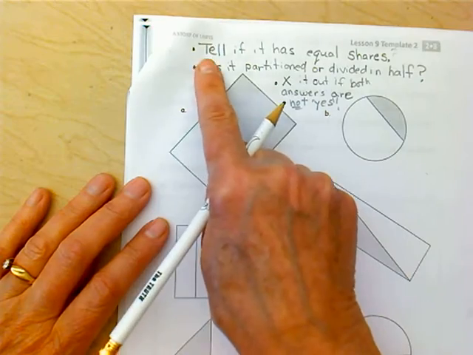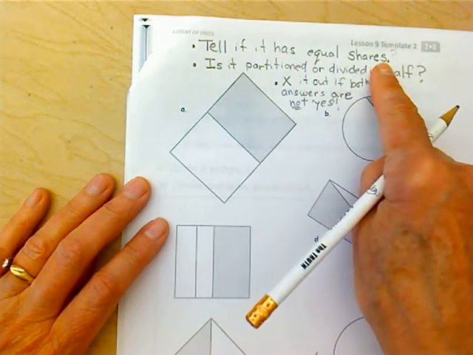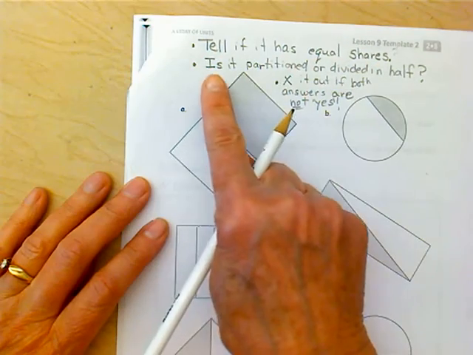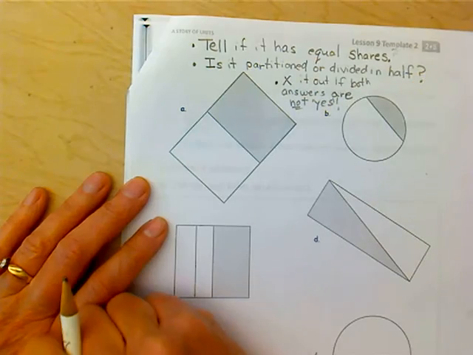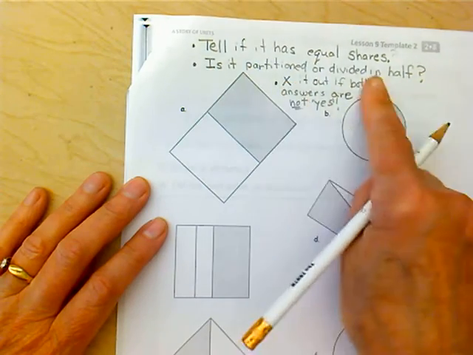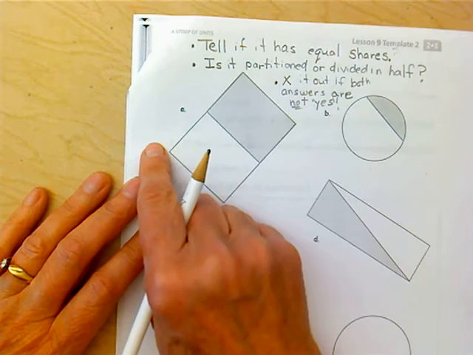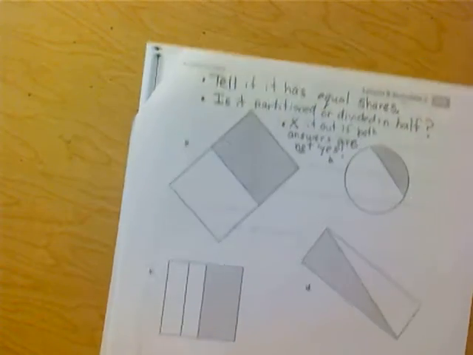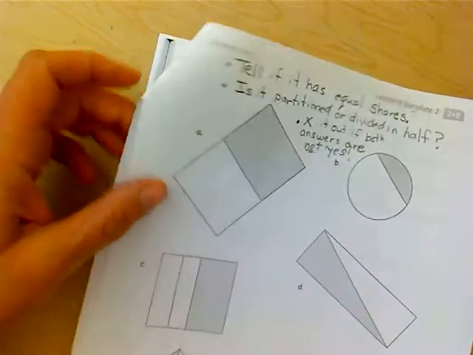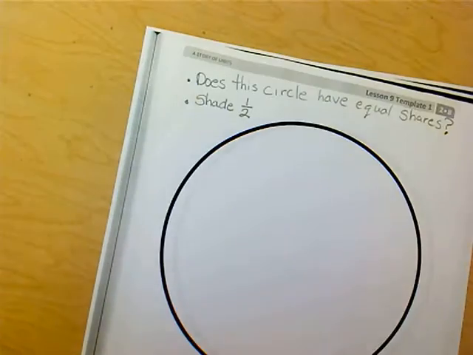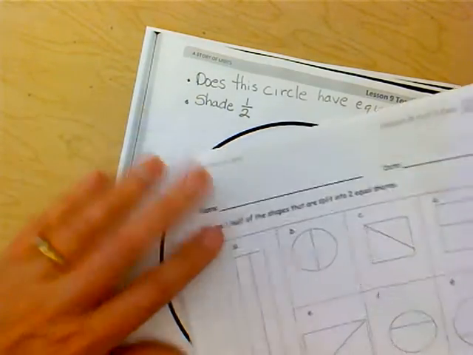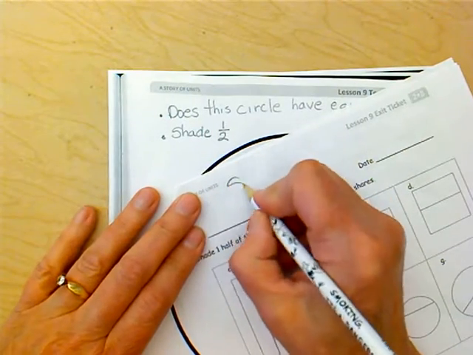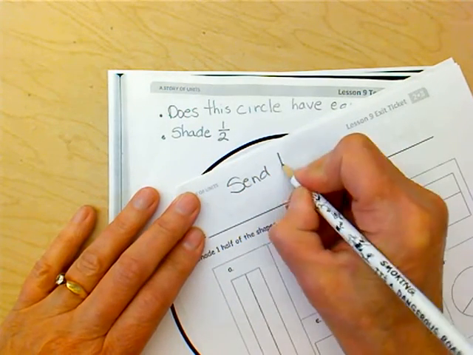So you're asking, does it have equal shares? If it does, say yes. If it is partitioned or divided in half, you need to say yes. If both of the answers to those first two questions are not yes, then you're going to cross it out. Okay, so that's what you're going to be doing on template number 2. And then you're coming back to the exit ticket. So the exit ticket you need to send to your teacher.